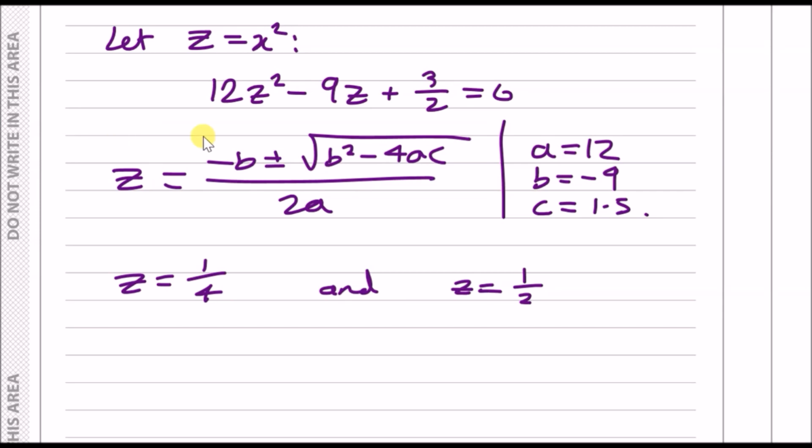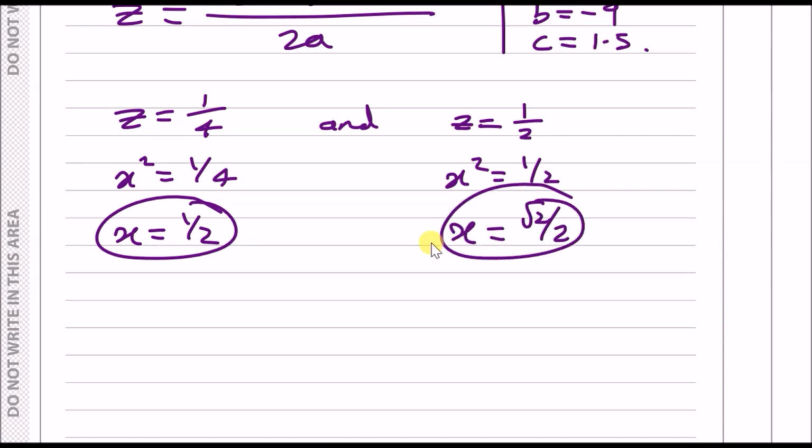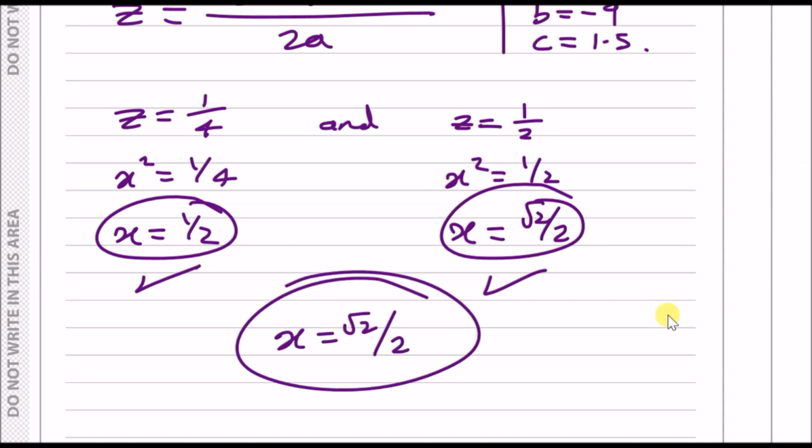Okay? And since we know that z equals x squared, we can just update this saying x squared equals a quarter or x squared equals a half. To find x, you're just going to square root both of them, yeah? Square root both sides, you're going to get a half here, and square root this one, you're going to get root 2 over 2. And because we know that the first stationary point was a half, which was actually this one, this means this is the answer here. So the final answer would be x equals root 2 over 2. And that's it, guys.